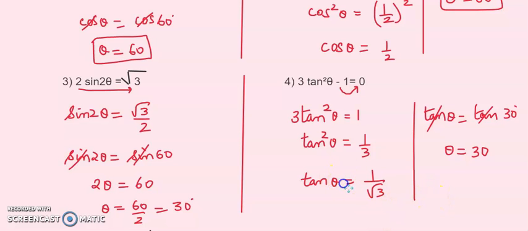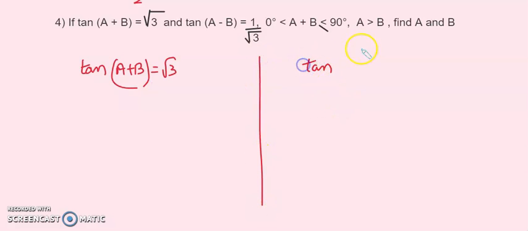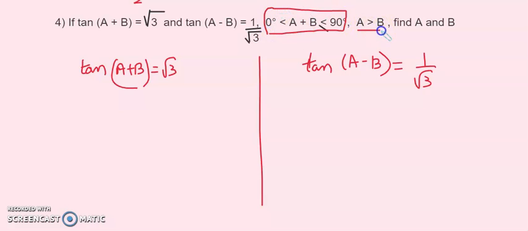Now the next question. Tan (A plus B) is equal to root 3. And the next one is given to be tan (A minus B) is 1 upon root 3. If you read the question further, they're saying A plus B should be between 0 degrees and 90 degrees, and angle A is going to be bigger than B. Okay. So first of all, which angle measurement of tan is root 3?